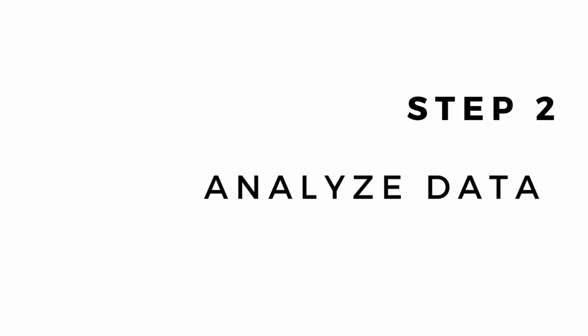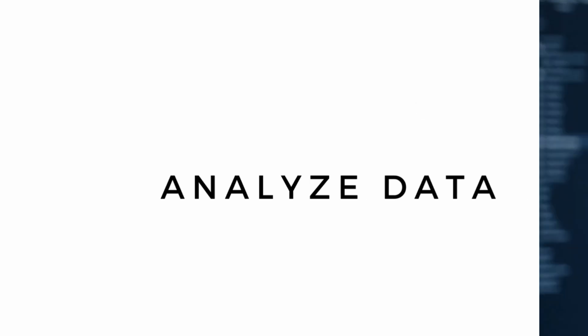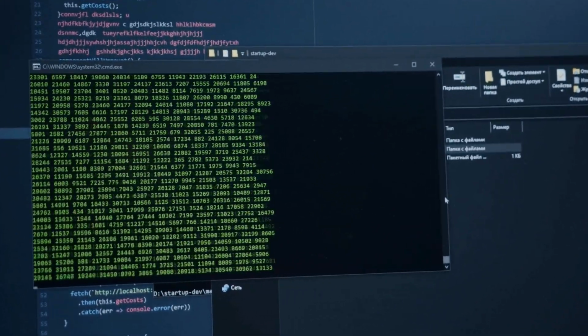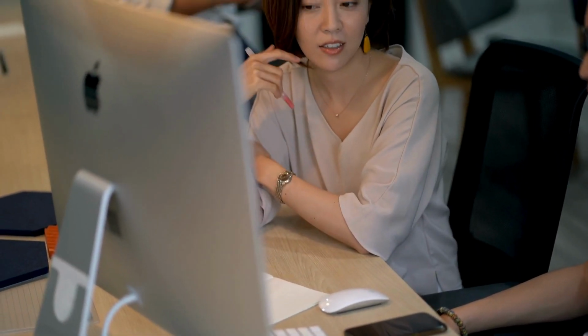Step 2. Analyze data. Once the data is collected, AI algorithms can analyze it to identify patterns and trends. This analysis can reveal valuable insights about the learner's learning style, strengths, and areas that need improvement. By understanding the learner's unique needs, the AI algorithms can personalize the learning experience accordingly.